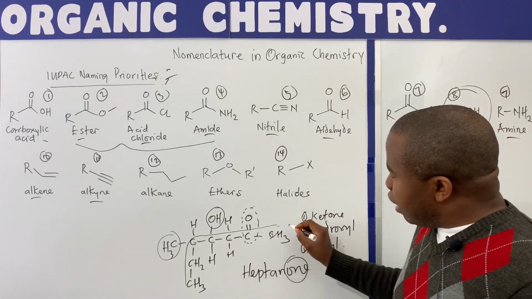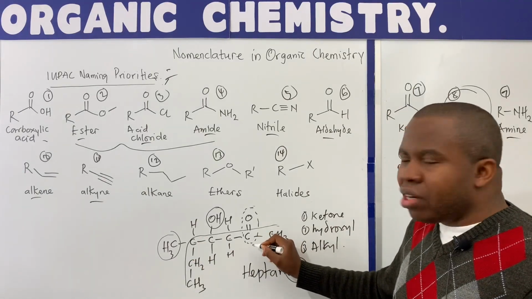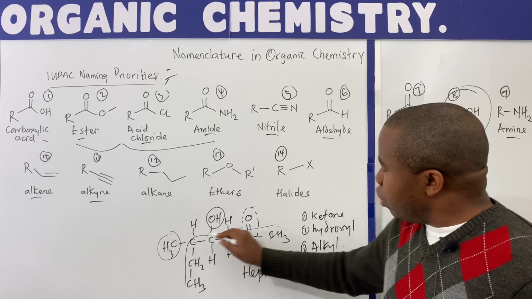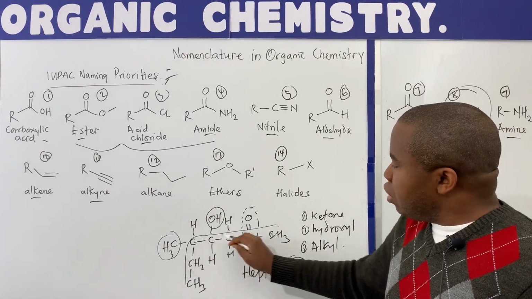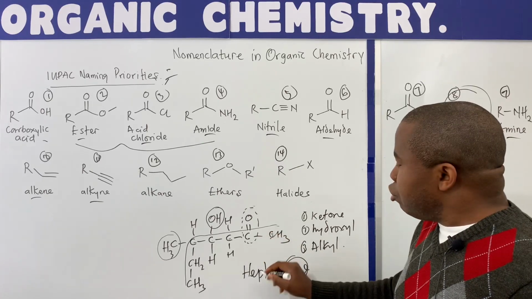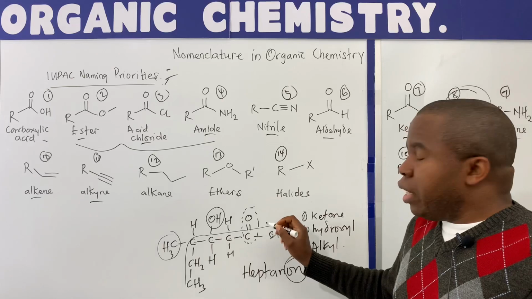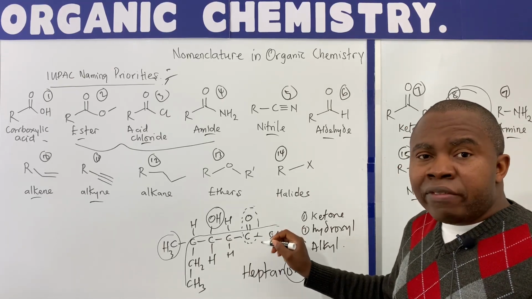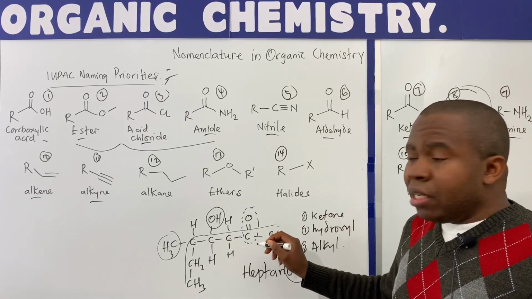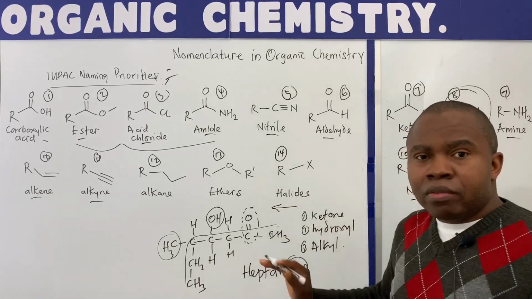If you look at it this way, it's going to put our ketone on the second carbon atom. But if we go this way, it's going to put our ketone on the 6th carbon atom. So we drop that direction. We're not going to follow a direction that ends up having the ketone group on the 6th carbon atom when we can have it on the second carbon atom. So we follow this direction.